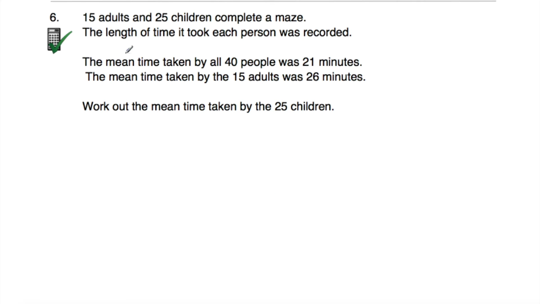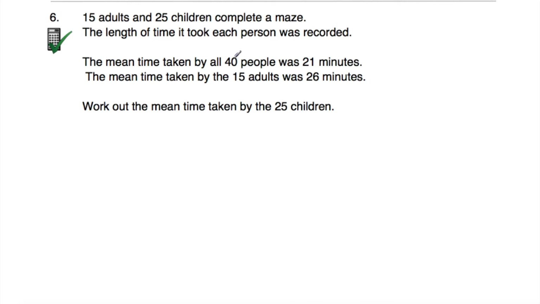Okay, so question number 6. This is a bit different than the ones we've looked at so far, and let's have a look and see why. So there's 15 adults and 25 children, and they're completing a maze. The length of time it took each person was recorded, so their times are recorded. And the mean time for all 40 people was 21 minutes. So the mean for everybody is 21 minutes. And the mean time taken by the 15 adults was 26 minutes. And this time we've been asked to work out the mean taken by the 25 children.